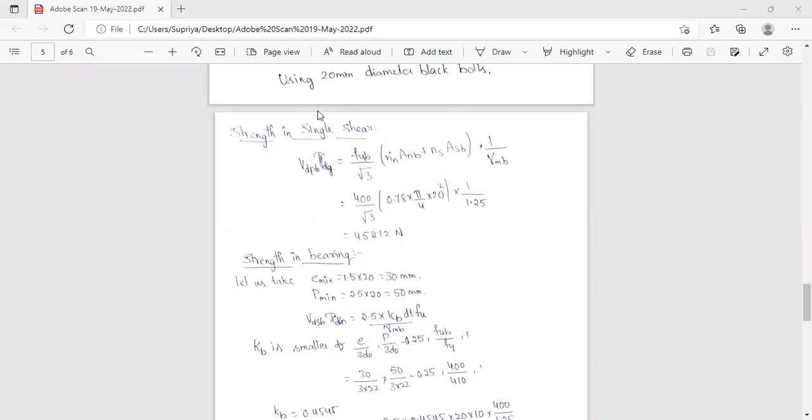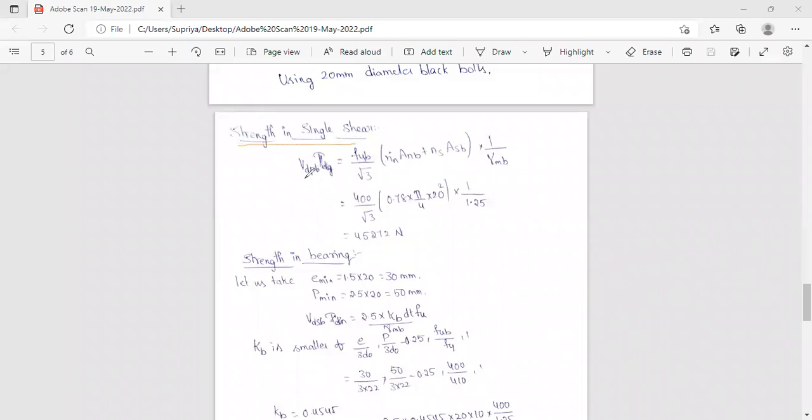Here I have mentioned single shear, which means there will not be double shear here, because only one side will be connected to the gusset plate and the angle. So this will be a single cover single lap joint. That is why I said single shear.